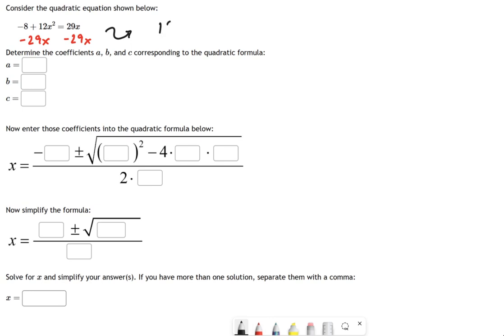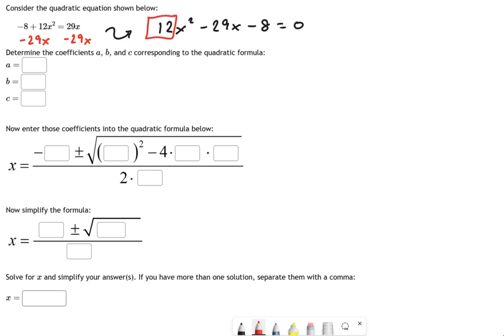So this is going to rearrange to the following. 12x squared minus 29x and then minus 8 equals 0. This is a good place to pause and make sure you understand why those numbers are what they are. This is an important part.